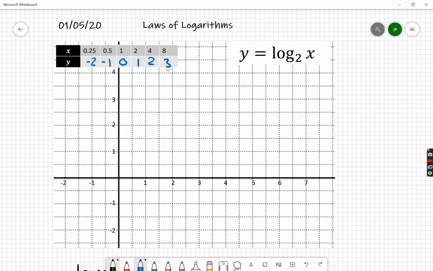Okay? If we just plot our graph quickly, so 0.25, -2, somewhere in there, 0.5, -1, 1, 0, 2, 1, 4, 2, and 8, which is going to be all the way along here at 3. And if we join them up, what you can see is we get a curve like that.